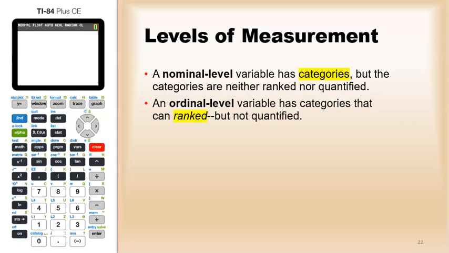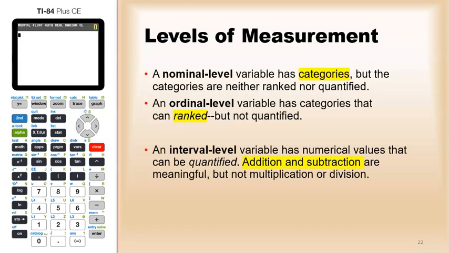Next level up is called the ordinal level. And this is where you have like first, second, third. So first year college student, sophomore, junior, senior. These are ordinal level variables. Again, ordinal level variables are categories that can be ranked but not quantified.